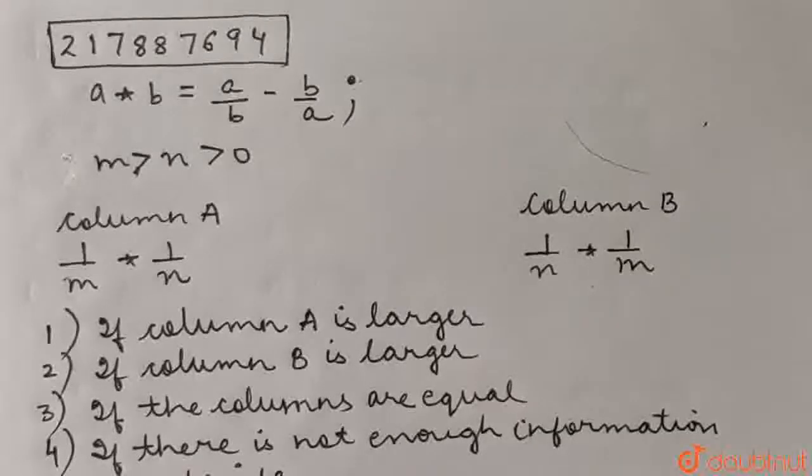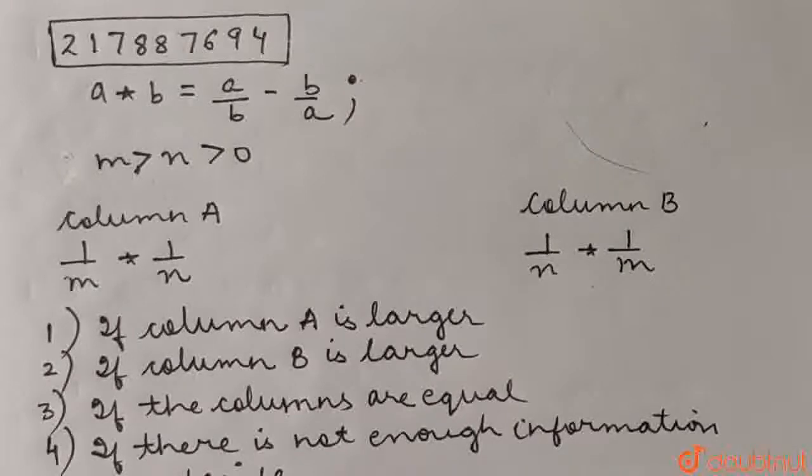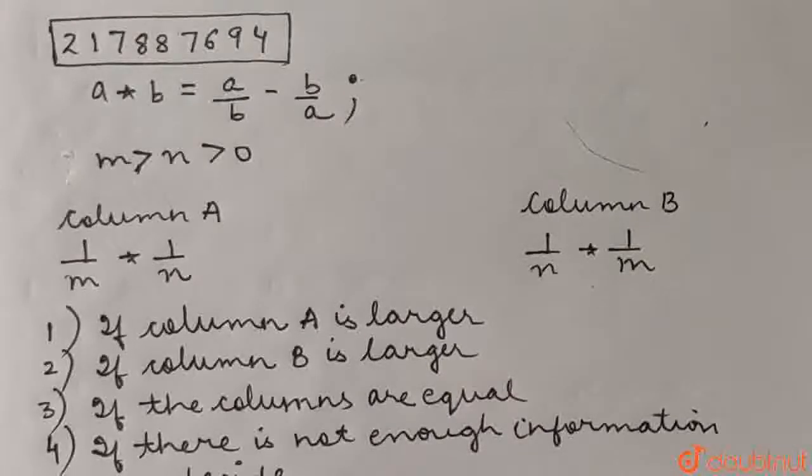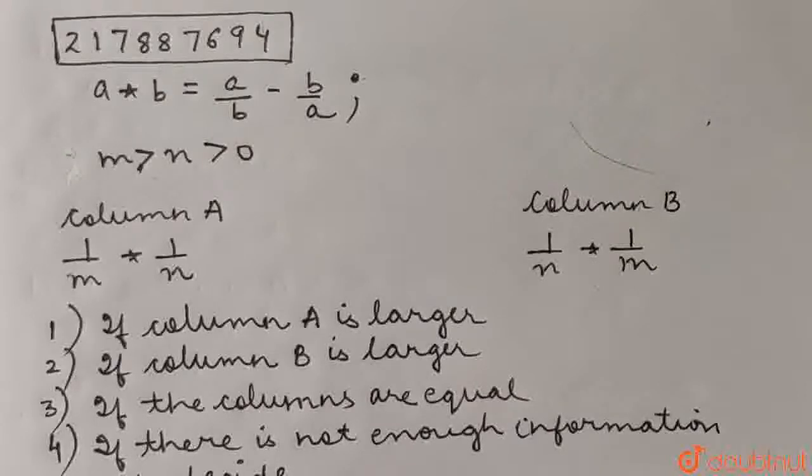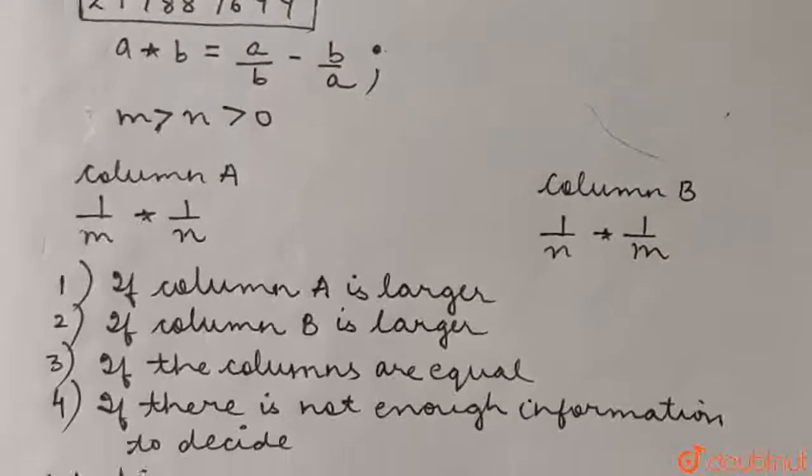A star B is equal to A upon B minus B upon A. M is greater than N is greater than 0. Column A is 1 by M star 1 by N. Column B is 1 by N star 1 by M. And we have four options. Option 1, if column A is larger. Option 2, if column B is larger. Option 3, if the columns are equal. And option 4, if there is not enough information to decide.